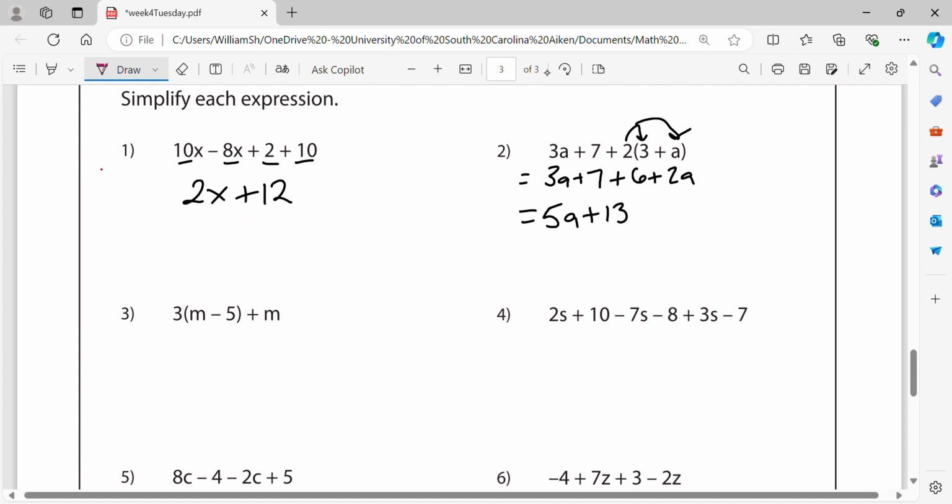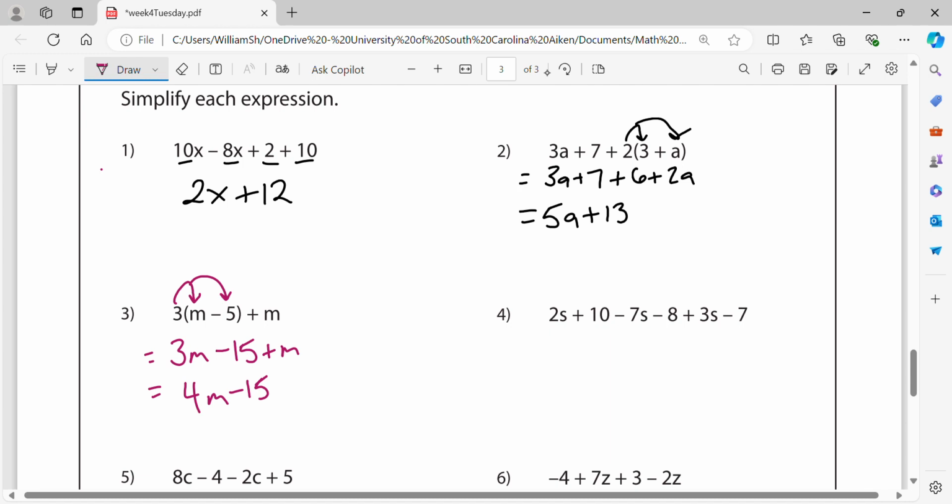Number 3. It says 3 times m minus 5 plus m. I need to distribute this 3. 3 times m is 3m. 3 times negative 5 is negative 15 plus m. Don't forget to add the plus m on the end. 3m plus m is 4m. I've got 4m minus 15.